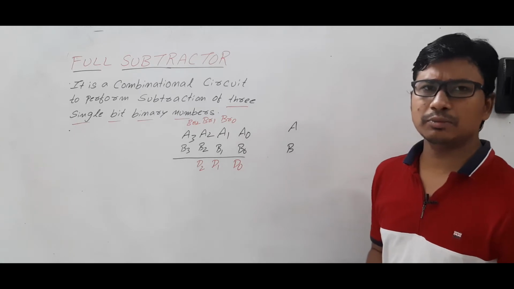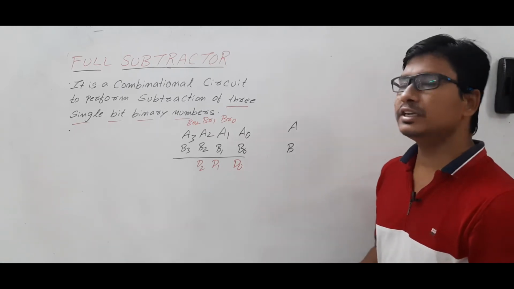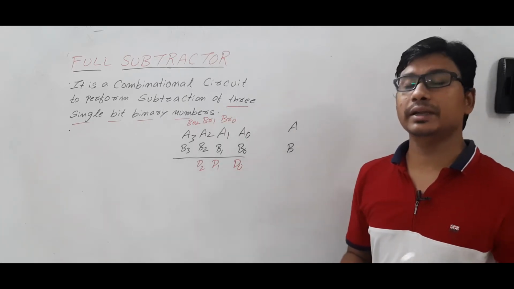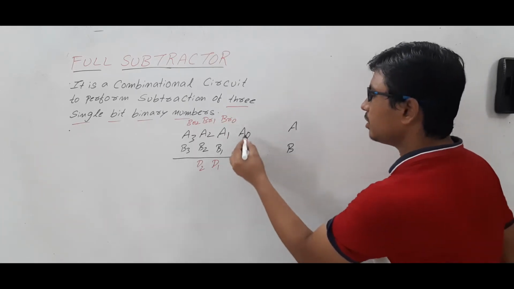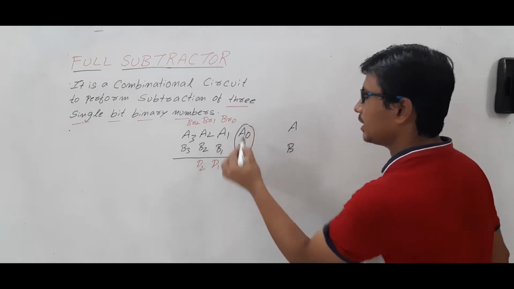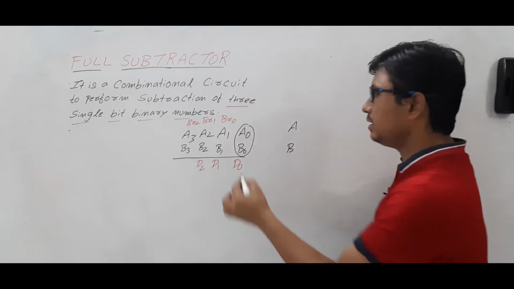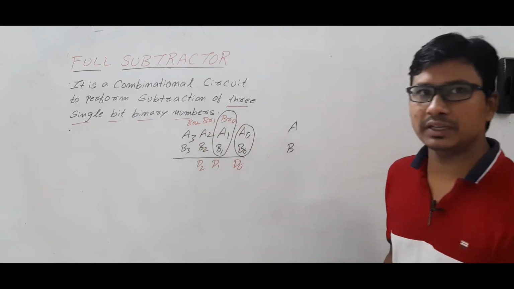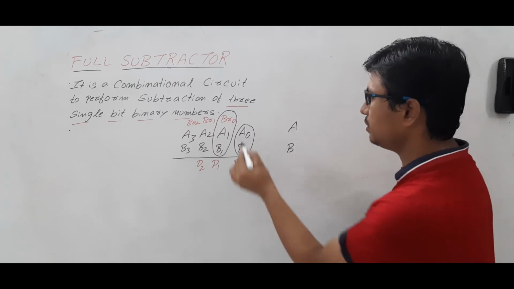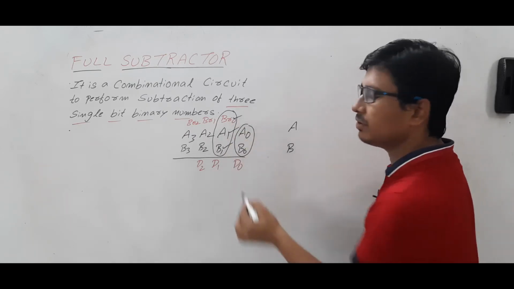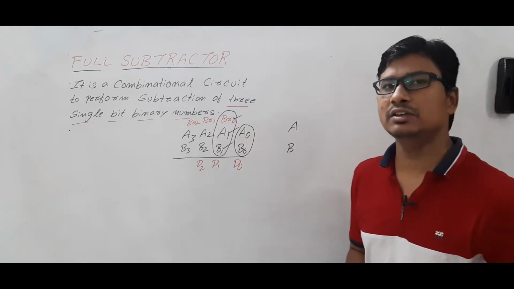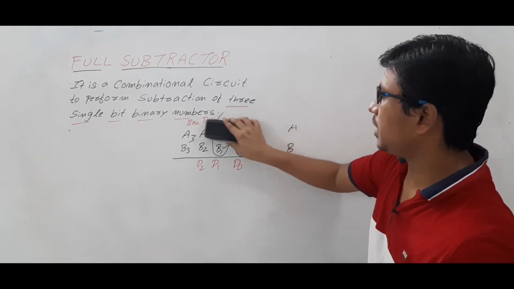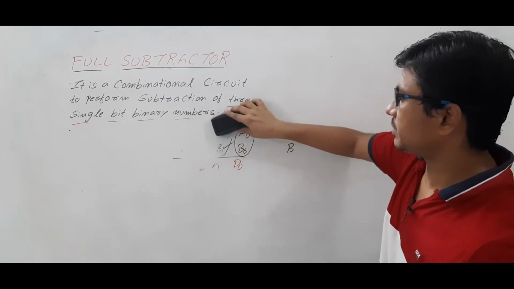When I was discussing the half subtractor, I said it is used to perform the subtraction of two single bit numbers. So for A0 and B0, if I want to perform the subtraction, I can use the half subtractor. But the full subtractor is used to perform the difference between three single bit numbers. So for the borrow, A1 and B1, if you want to perform the subtraction, we will use the full subtractor. Is it clear? I hope you have understood what the full subtractor is.